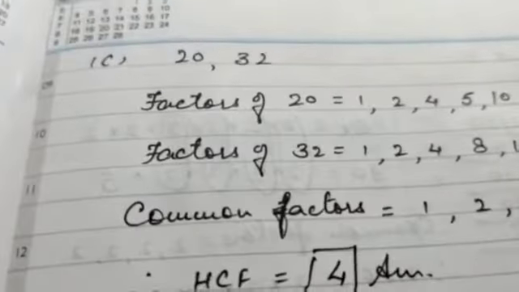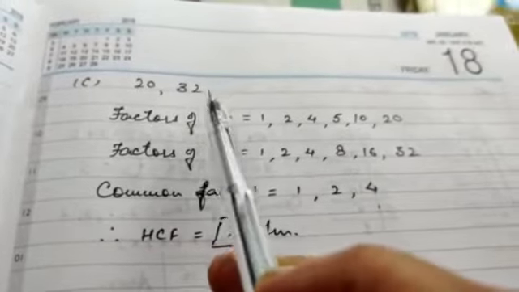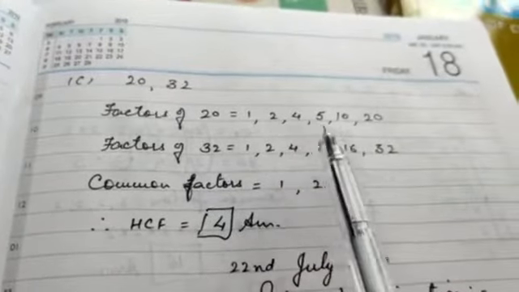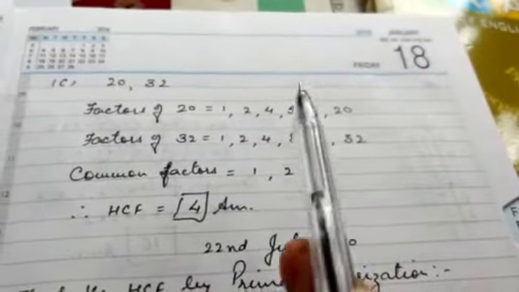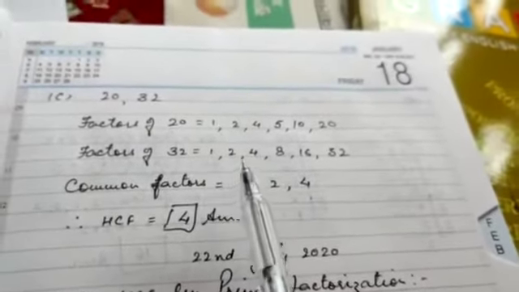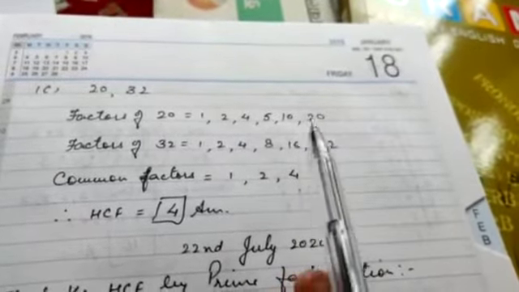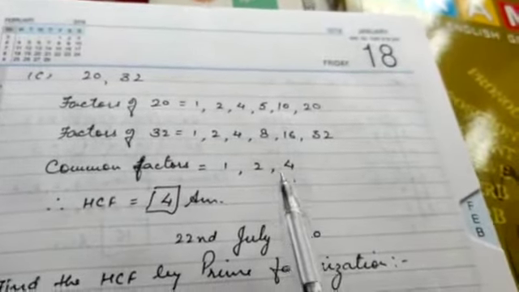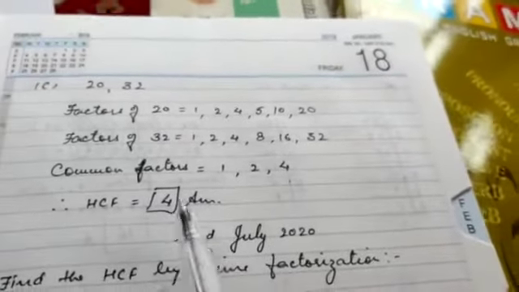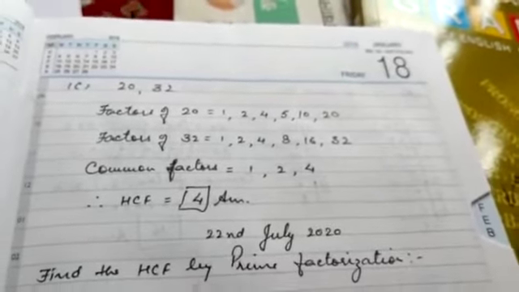Then one more question I am doing for you. Number C. Find the HCF of 20 and 32. Now you will write the factors of 20 and factors of 32. Then you will see what the common factors are. 1, 2 and 4. Except these 3 factors, no other factor is common. So among these 1, 2 and 4, which is the highest? 4. So 4 will be the highest common factor, that is HCF.